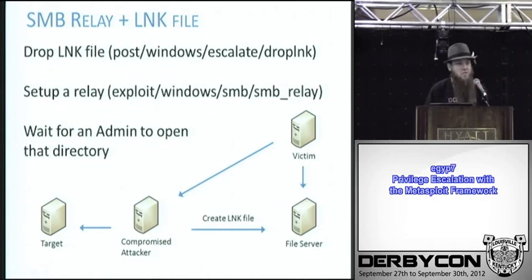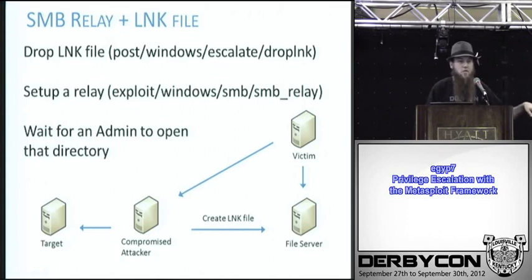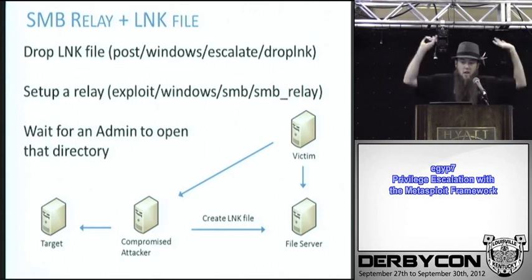That icon can be a UNC path. The UNC path points over to some compromised host that you're using to run SMB relay. So from that point, you don't actually have to compromise anything that a victim normally talks to. You can compromise some server that they never ever see and relay it over to another target, and you win.